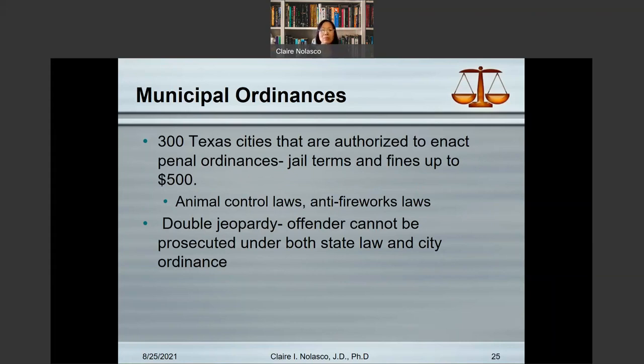There are also municipal ordinances. In Texas, there are 300 cities that are authorized to enact penal ordinances, and they are also authorized to impose jail terms and fines up to $500 for failure to follow these ordinances.